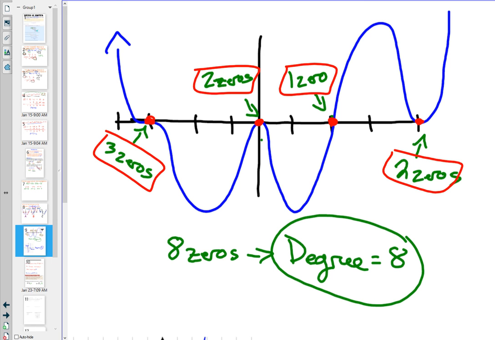But fine, if we accept that these are all true, and the first one is 3, and the second one is 2, the third one is 1, and the last is 2, you could also determine the degree of the polynomial by adding those up. What is 3 plus 2 plus 1 plus 2? 8. I think that's going to eventually be important when it comes to determining what the arrows do.